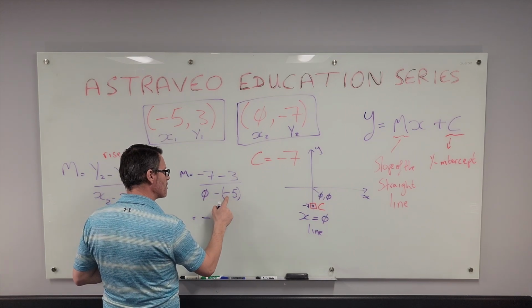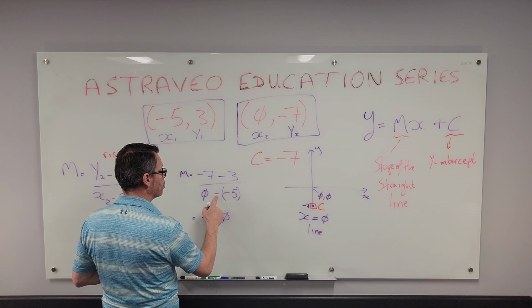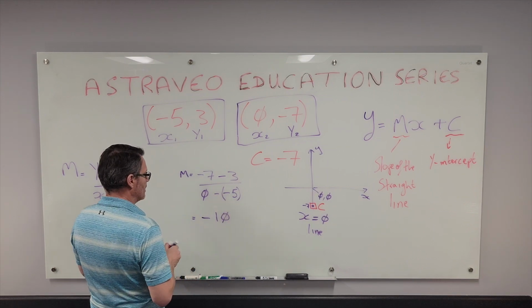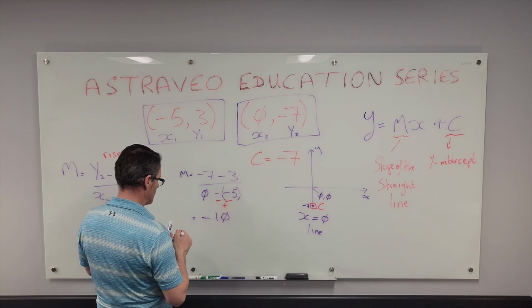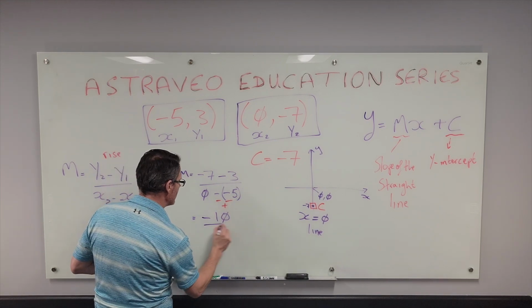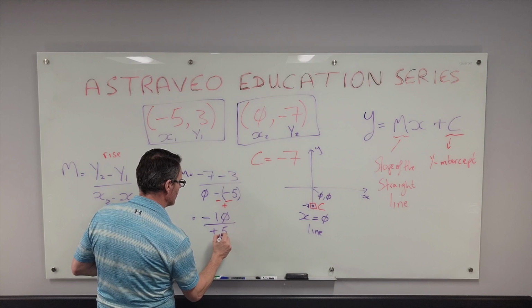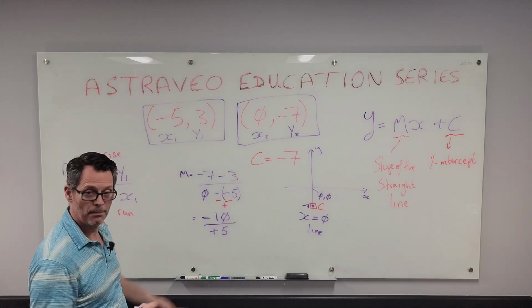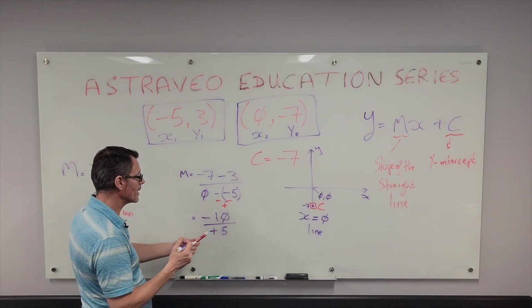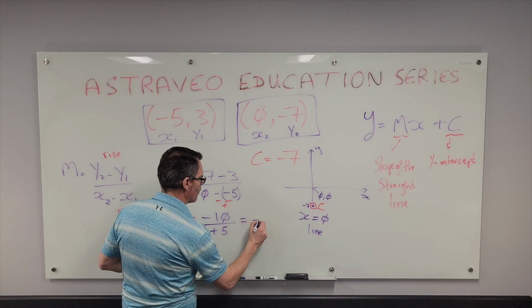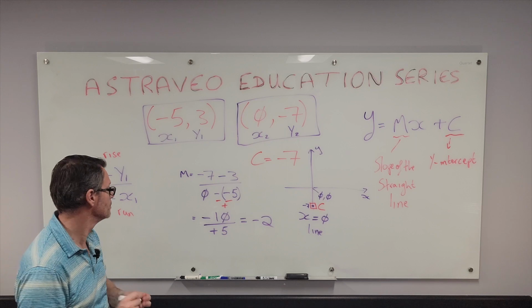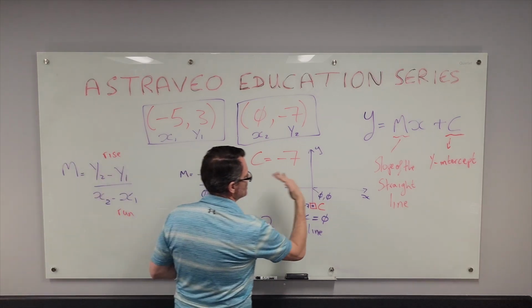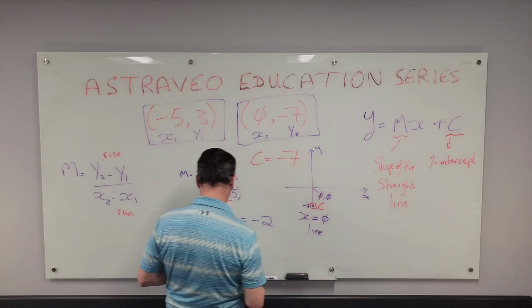0 minus minus 5 is the same as 0 plus 5. These two minuses together give us a plus. So it actually is divided by plus 5. Well, minus divided by plus is a minus. 10 divided by 5 is 2. Our M is minus 2. It's a negative slope, which is nice, which means it must be this way, not this way.